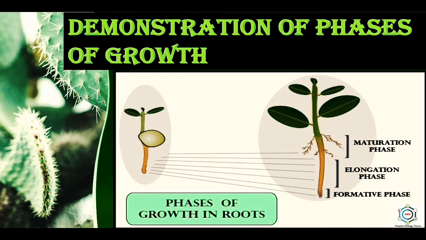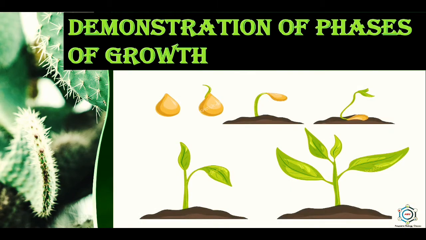It is observed that the intervals immediately behind the apex have elongated most. This is the zone of elongation. So here you can see a figure demonstrating the zones of elongation in the young root. The portion further away from the apex, that is, more proximal to the phase of elongation, is the phase of maturation. The cells of this zone have attained their maximum size in terms of wall thickening and protoplasmic modifications.